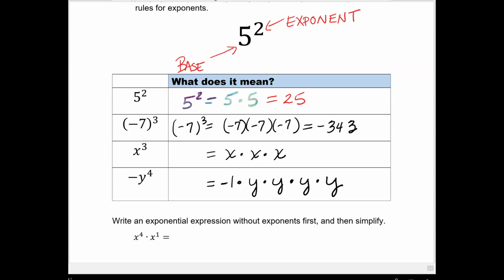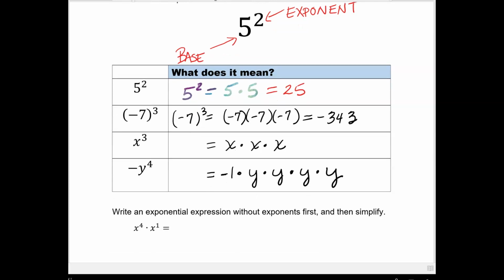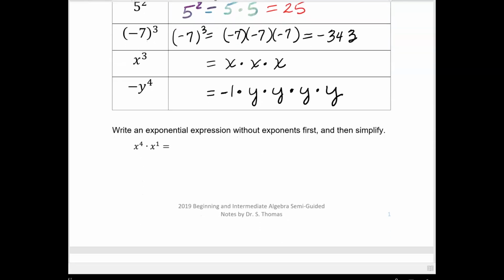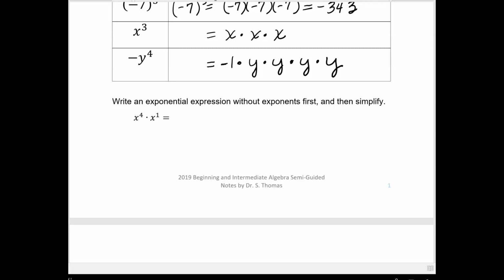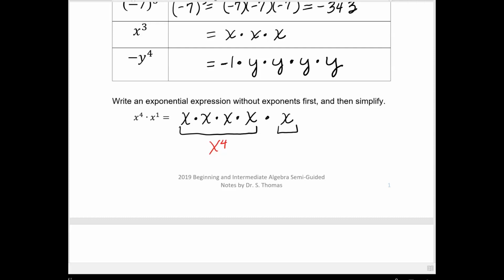All right, let's continue. We're making progress. Next, we're going to write an expression without exponents first and then simplify. So here we have x to the 4th, which means x times x times x times x. So all of this is x to the 4th power. Then we have times x to the 1st power. So if you multiply x times x times x times x times another x, what do you get? You get x to the 5th power.